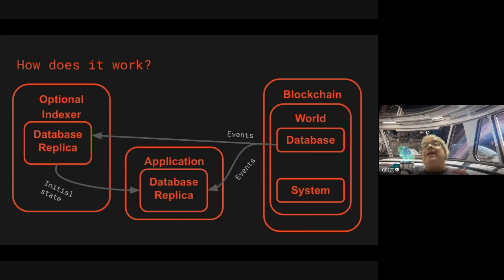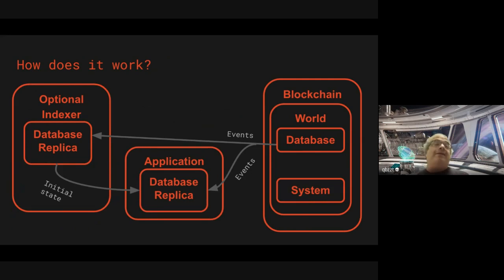And then as the world is ongoing, the database keeps changing. The events are emitted, the database replica in the indexer listens to the events, and the database replica in the application also listens to the same events, and it gets updated. That way, all of the information that the world has is also in your replicas.